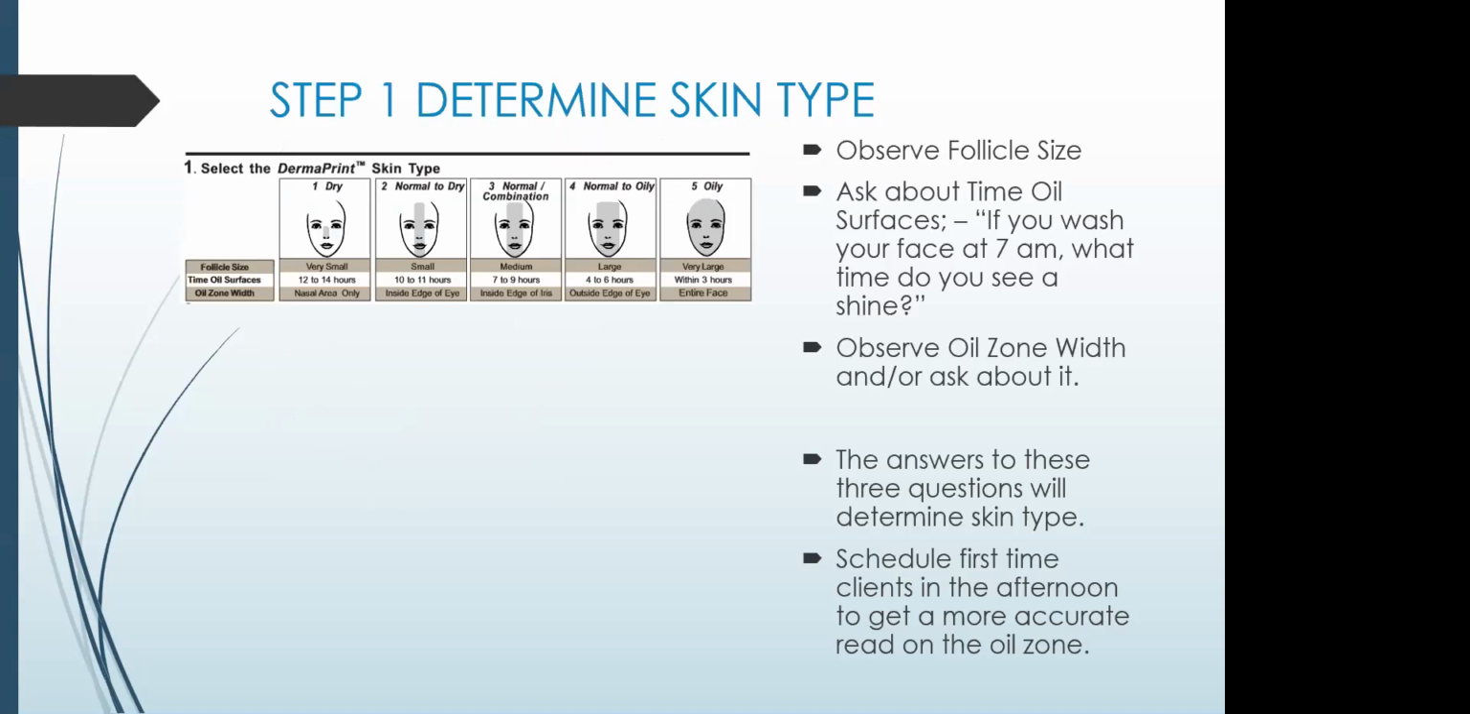So the first step is to determine your client's skin type. You want to first do your visual analysis. You want to determine your follicle size. You're then going to try to figure out the oil zones, when the oil zone surfaces, and then you're going to figure out your oil zone. So there are basic questions that you're going to ask to answer these 3 questions, and once you have these 3 questions answered, you're ready to move on to the next step. Also, you want to make sure that you're scheduling first-time clients in the afternoon, just so that you can get a better and more accurate read on their oil zone.